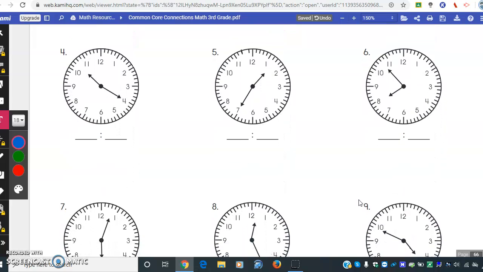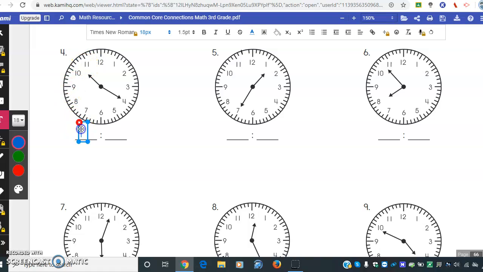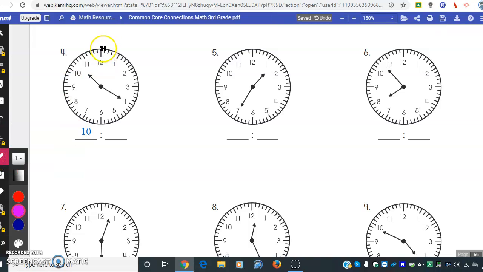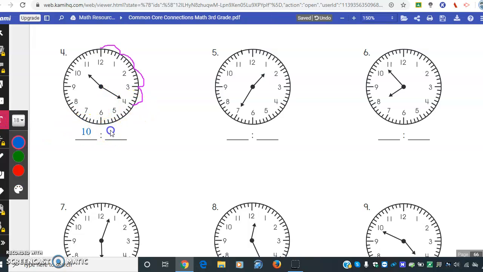Clock 4 shows that the hour hand, which again, we always look for the hour hand first. Hour hand, nice short one, is between the 10 and the 11. It has not reached the 11, so it is not 11 o'clock yet. It is 10 o'clock. Counting our minutes, we go 5, 10, 15, 20. And it's actually right there at the 20. So it is 10:20.